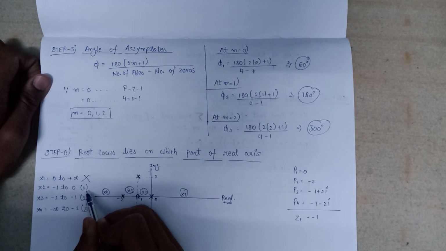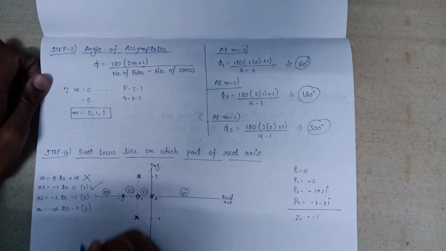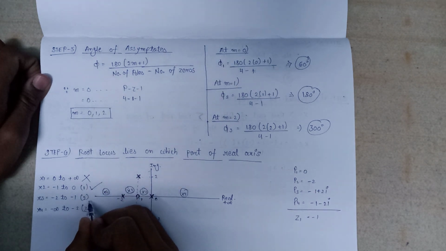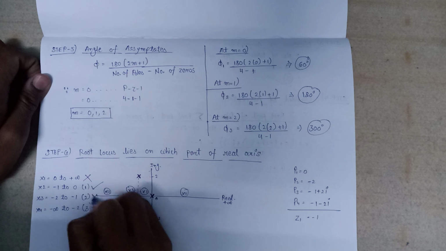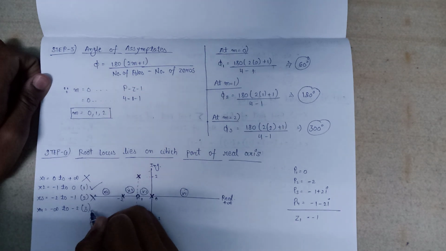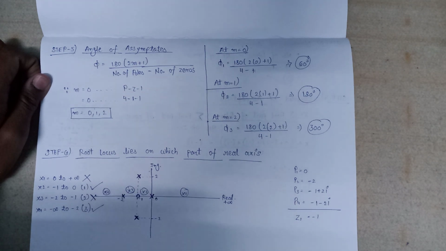Since 1 is an odd number, that's why it is a valid region. Since 2 is an even number, that's why it is an invalid region. Since 3 is an odd number, that's why it is a valid region.